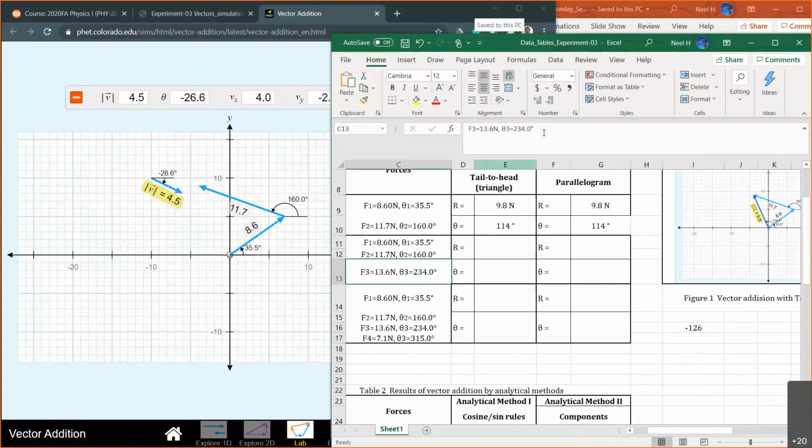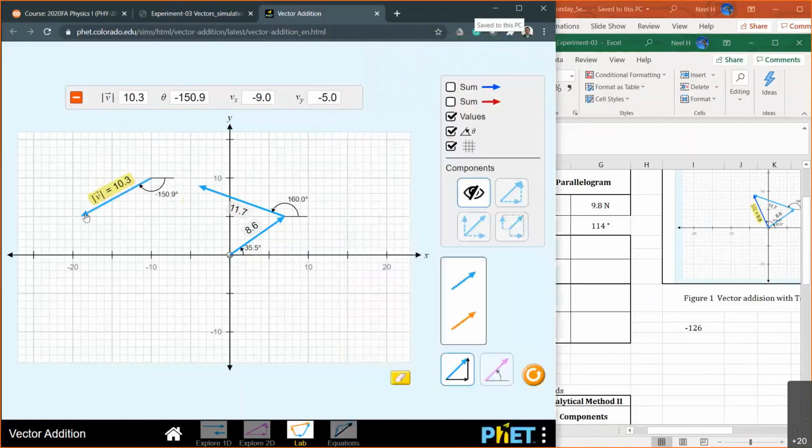Let me write it down here: a 234 degree angle is equal to a minus 126 degree angle too. Okay, so both of them are exactly the same. There's no difference at all. You can either represent it simply by 234, or you can represent the same angle by negative 126. Now let's check that question.